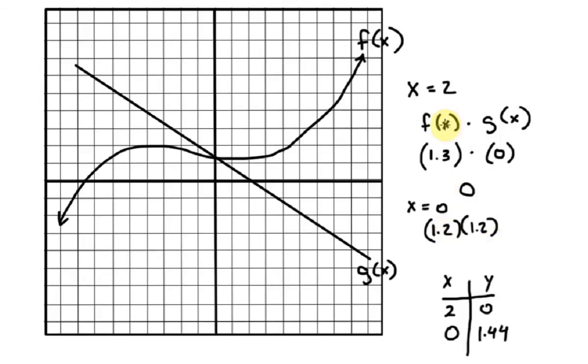But the process is, in essence, you pick your x value and you work out the individual function values, or the y values off your graph, and then you just go ahead and multiply them together, and that's the y value for this particular combination. And that's where I'm going to stop for this part of it.